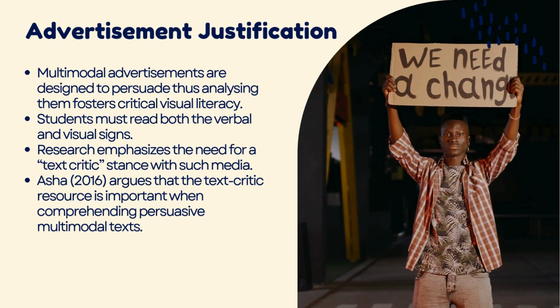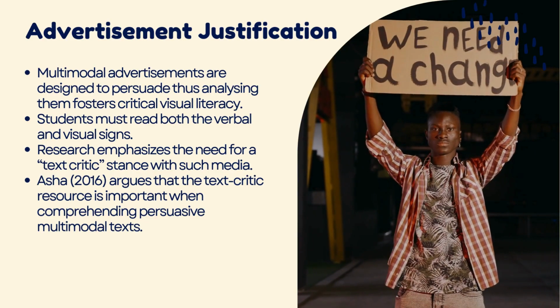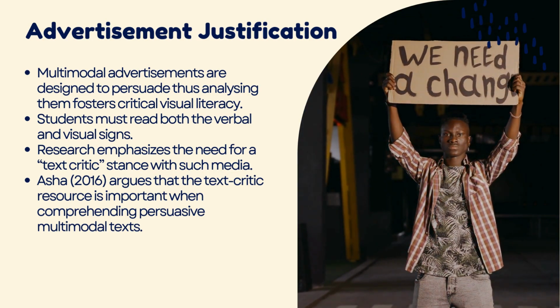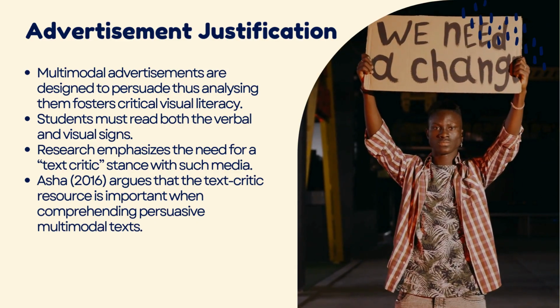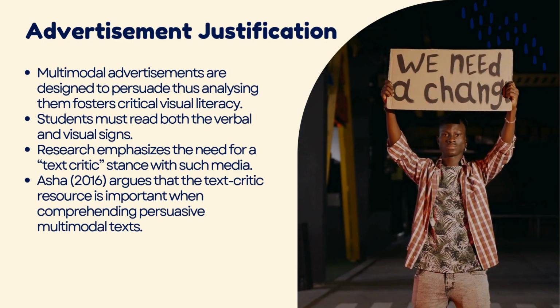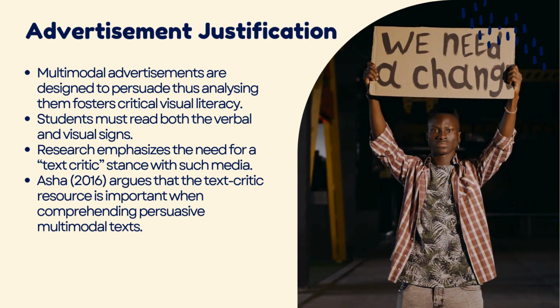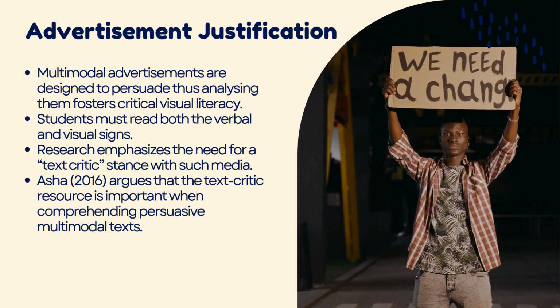So, how do we build critical visual literacy? Because ads are designed to persuade, they are ideal for building a text critic stance. Students learn to read verbal and visual signs together, including headlines, color palettes, framing, and pacing, and they ask what the text is trying to make them think, feel, or do. Scholars such as Asha argue that this stance is essential for persuasive multimodal texts.